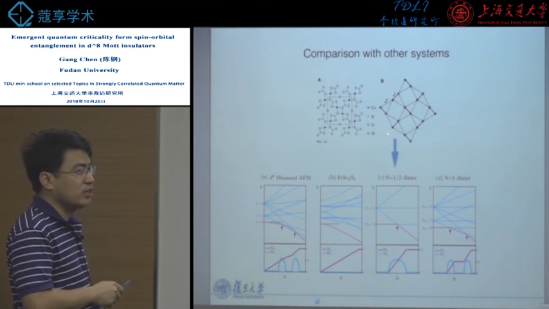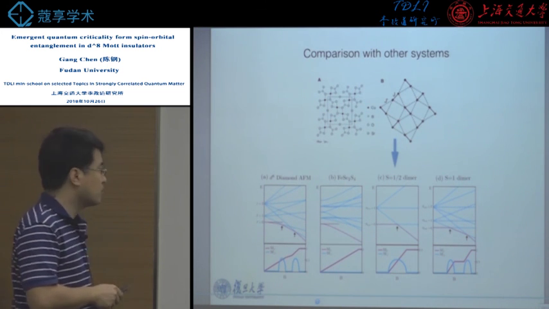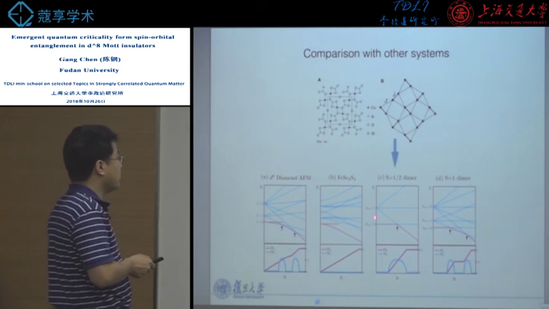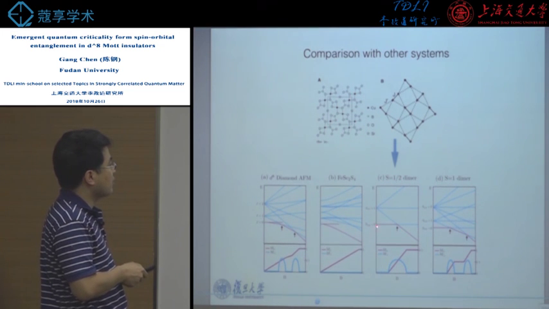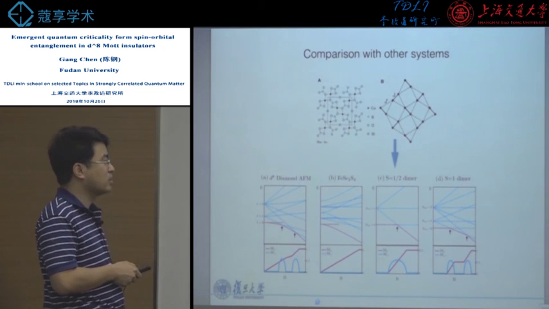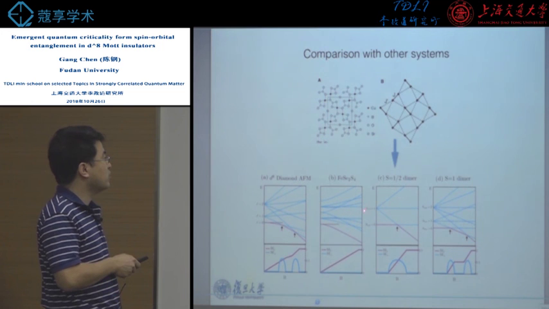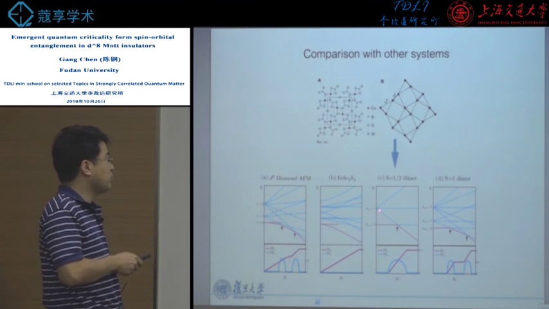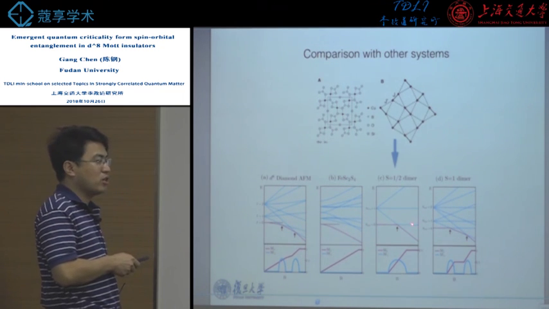So this favors a total moment equal to 0, S total equal to 0, singlet. And for this bond, the excited state would be S total equal to 1, triplet. So if you apply a magnetic field, this triplet will split, and eventually this triplet will touch down to this singlet. There is a level crossing, and this is called the triplon condensation.